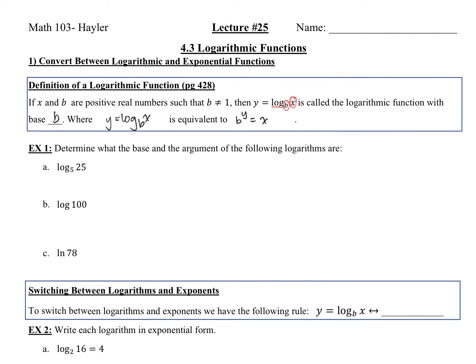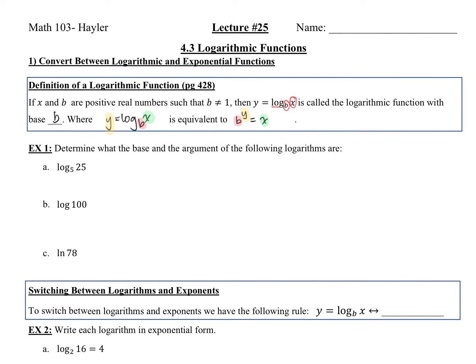So how are they related? Well, the base of the exponent and the base of the log are the same, but the exponent is what we would consider the answer for the log. And the answer for the exponent is what we would call the argument of the log. Once again, the thing in green is the argument.